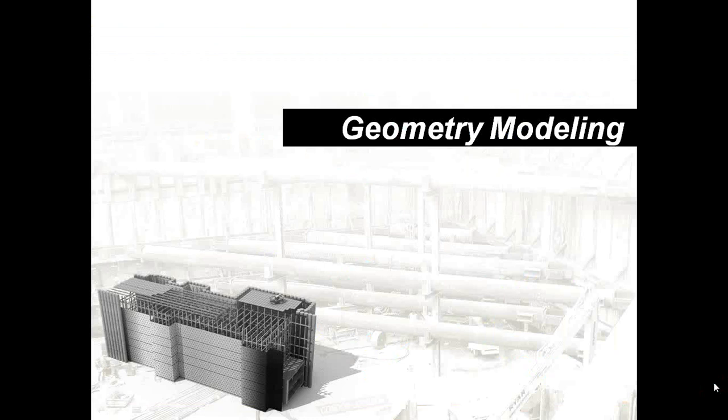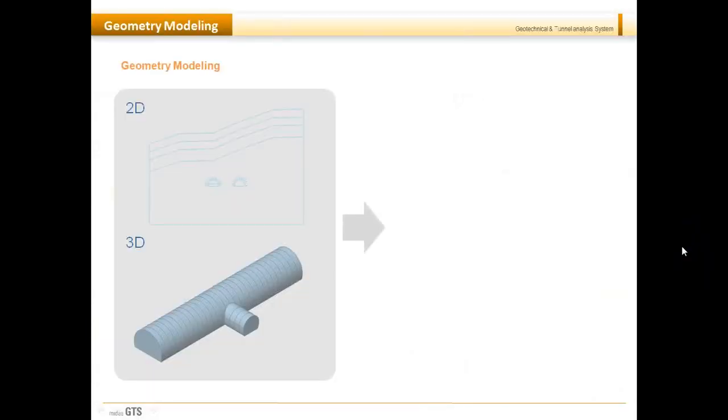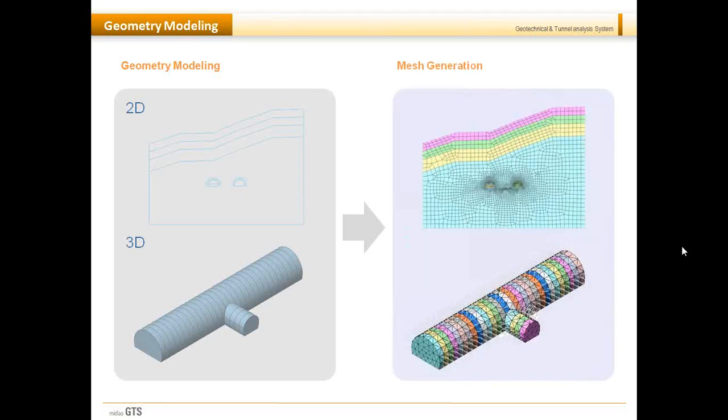Now we'll proceed to the geometry modeling. So the purpose of geometry modeling is that if we have 2D geometry in a plane or a 3D geometry, let's say solids, then our next target is to generate mesh using the various features in our product. And the mesh accordingly can either be in 2D or 3D.